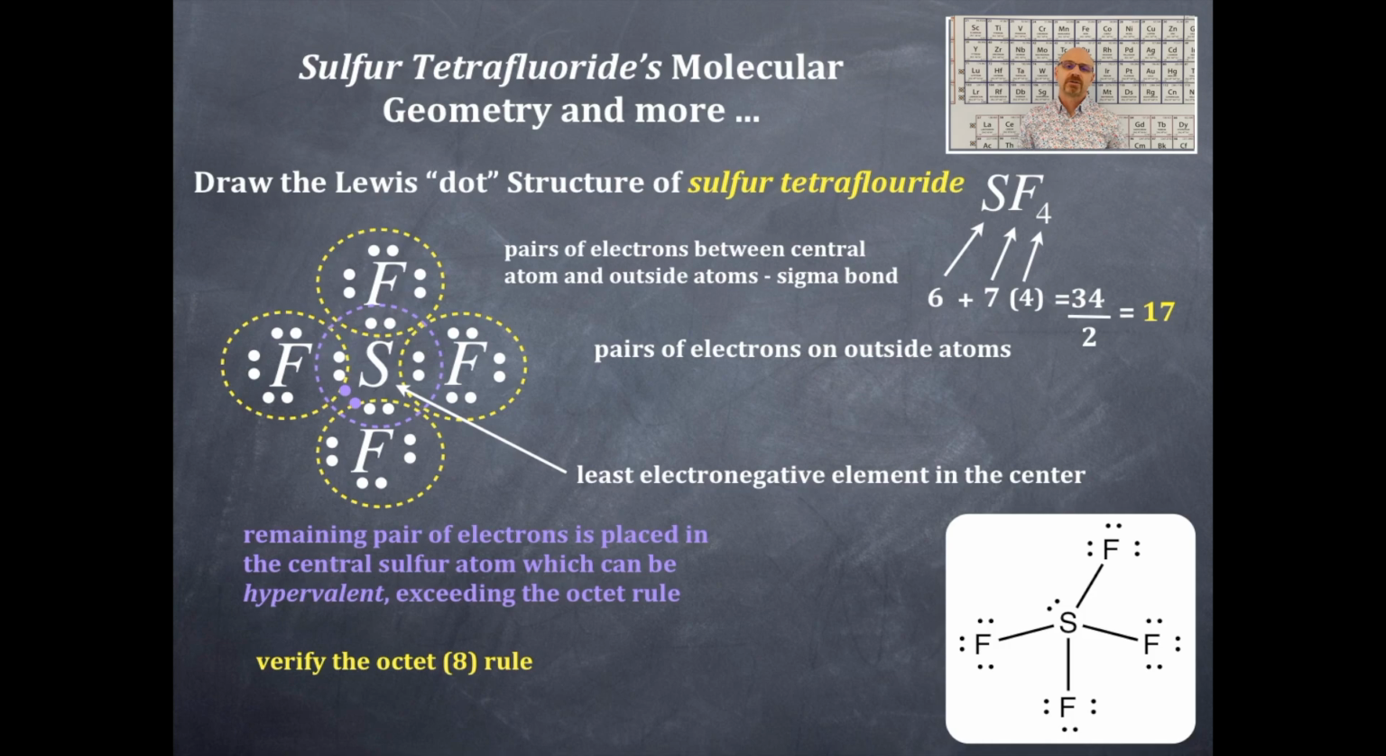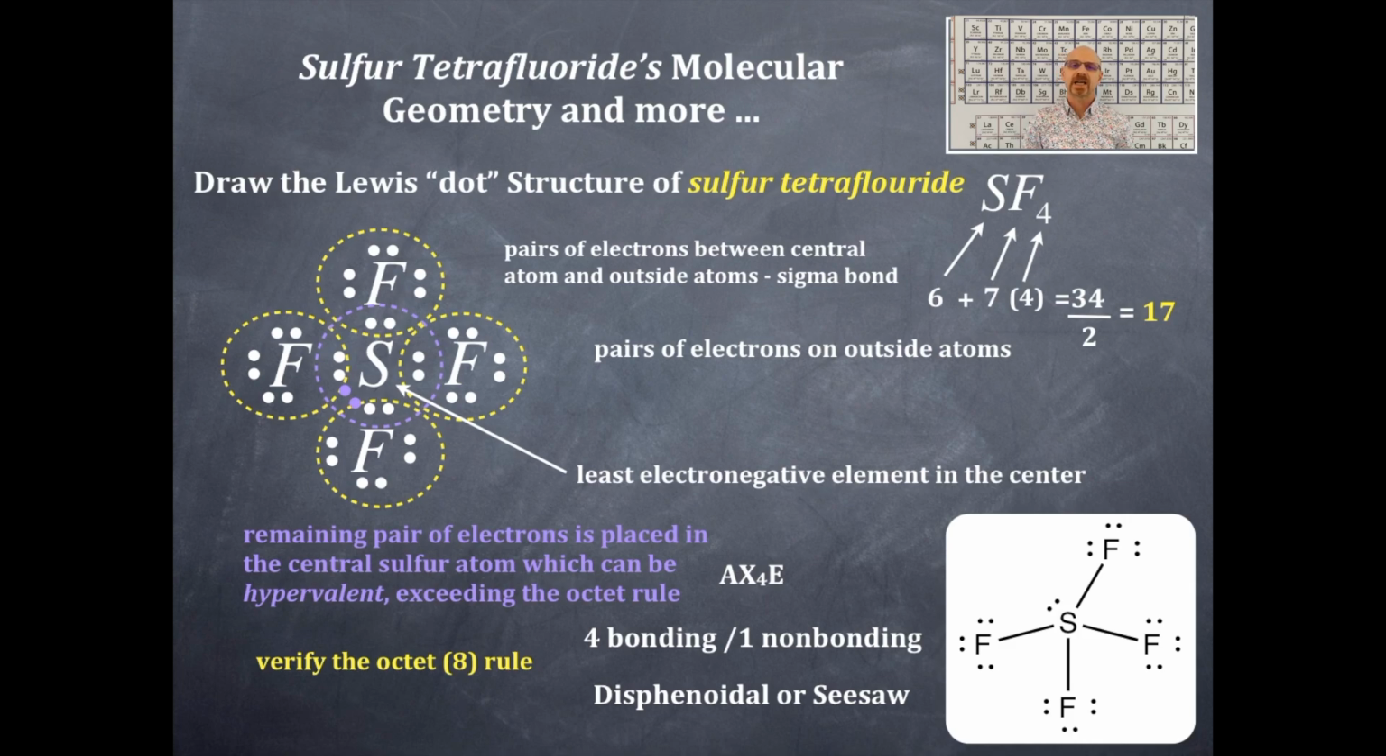Now we're going to figure out the AXE geometry of this, the AXE-like structure. There's one central element, that's the A, then the X's are the fluorines around, and the E is that lone pair of electrons on the central element. So it's AX4E. Now from this, how many bonding and how many non-bonding do you have? You have 4 bonding and 1 non-bonding. That leads to a particular shape name, and that shape name is disphenoidal or seesaw.